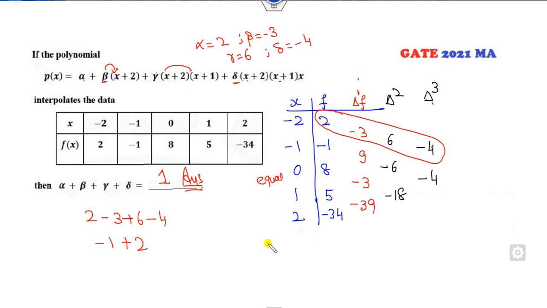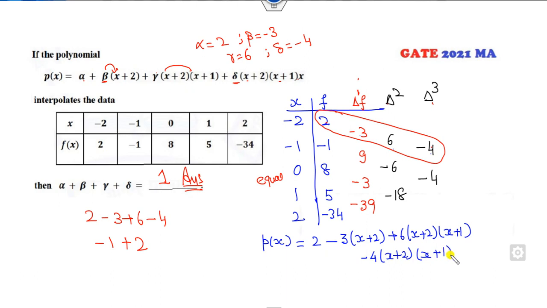Fine. Otherwise, if you want to write the polynomial first, then you may write it like 2, minus 3 of x plus 2, then plus 6 of x plus 2, x plus 1, and then the last one is minus 4 of this value. Now you can compare this one, you will again get the same here. But there is no need. Once you can form this table in 10 seconds, you can get your answer within 15 or 20 seconds.